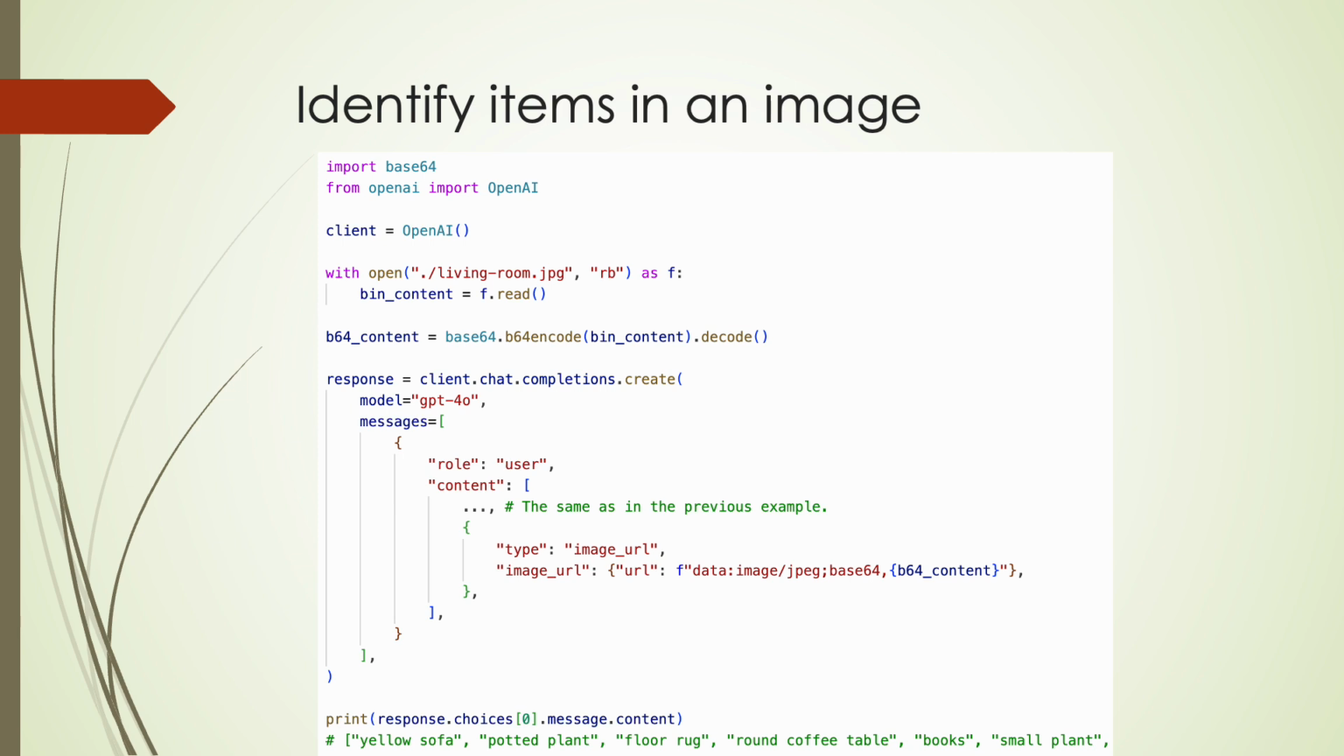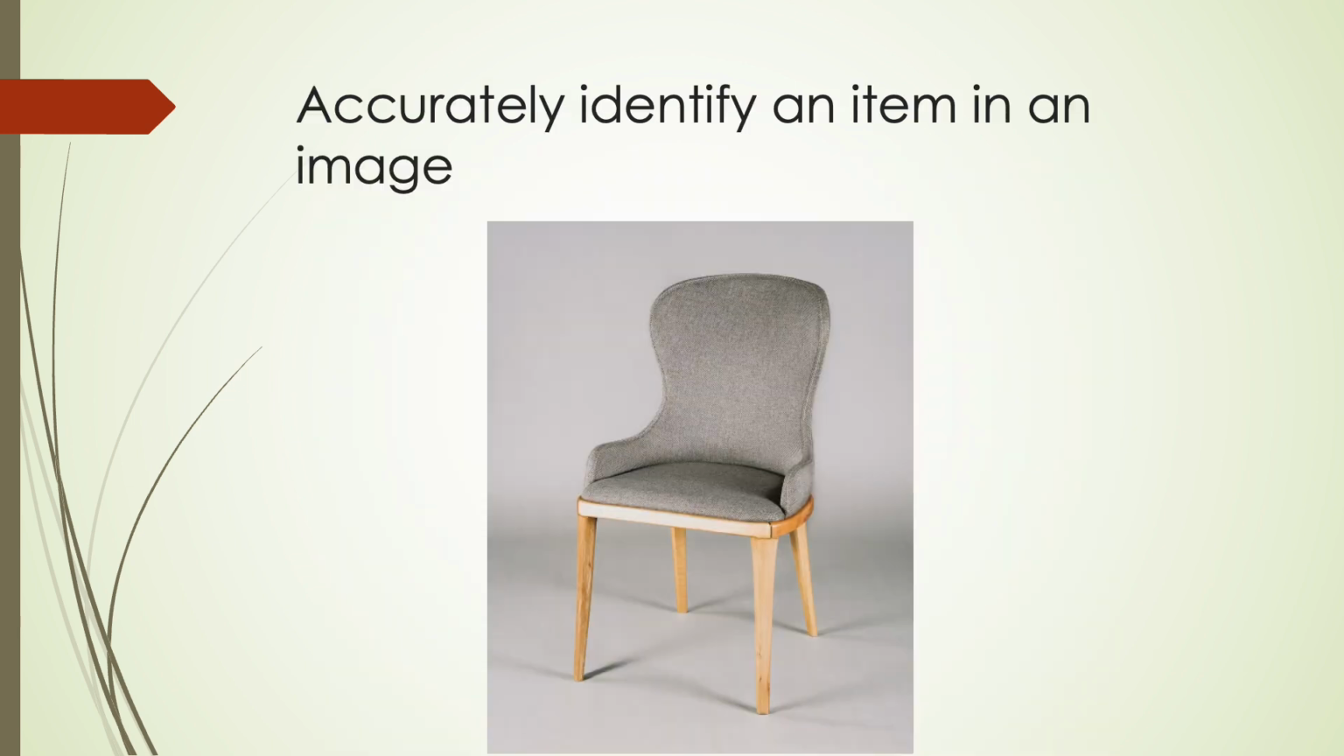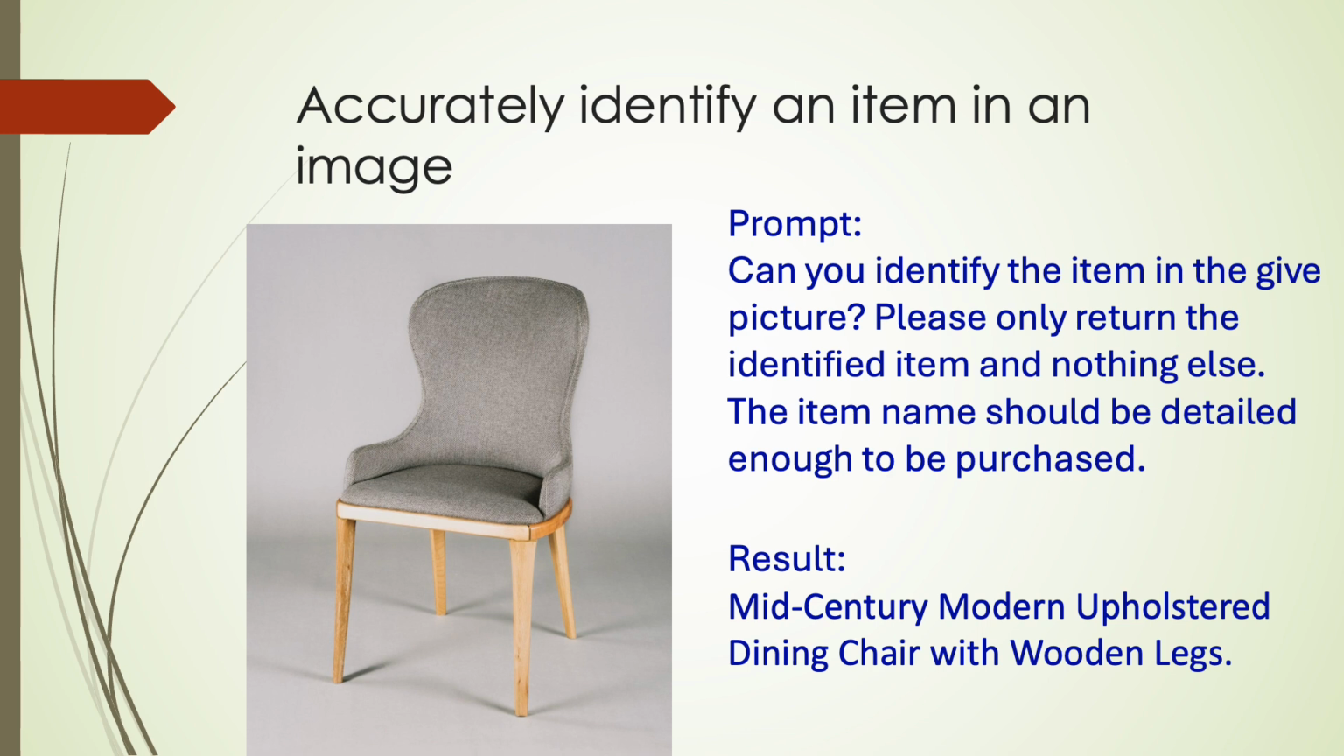In the previous example, we just returned general descriptions of the items in an image. Sometimes, we need to get a more detailed description of an item in an image so it can be used for further processing like searching on Amazon or Google Shopping. Actually, we just need to fine-tune the prompt for this purpose as shown here.